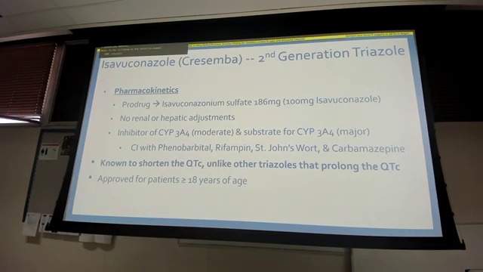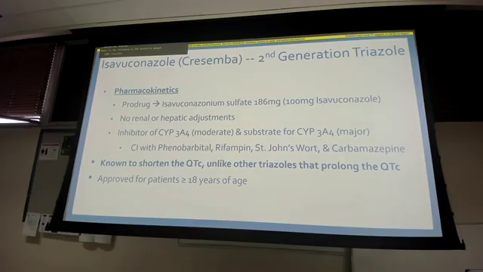Next up is isavuconazole or Cresemba. So this is one of the newer azoles. This is a prodrug, so it's isavuconazonium sulfate, which is 186 milligrams. This one's actually really cool because it has a way different profile compared to the other triazoles. So with this, there's no renal adjustment compared to, like, fluconazole. And then there's way less LFT elevations with isavuconazole.